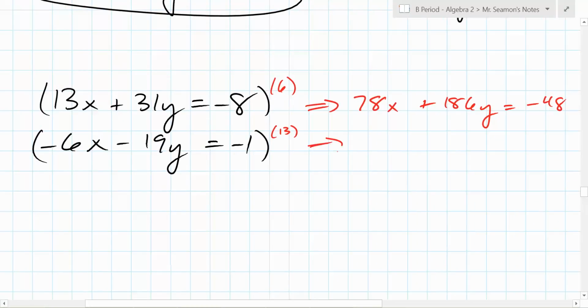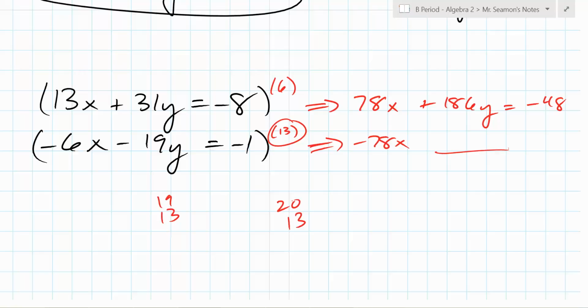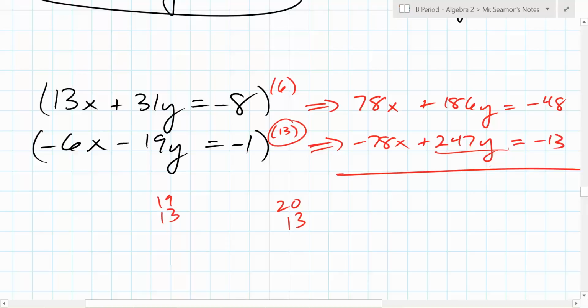13 times 16. Oh, we know what that is. What is it? Negative 78. Negative this time. Then you need to do 13 times 19, which might be a little tough. What's 13 times 19? No, it's 13. So 13, 19. You know, if I had to do that in my head, you know what I would do? I'll just tell you what I would do. 13 times 20 minus 13. What's 13 times 20? 260 minus 13 is? 247. Equals negative 13. So we add them together.